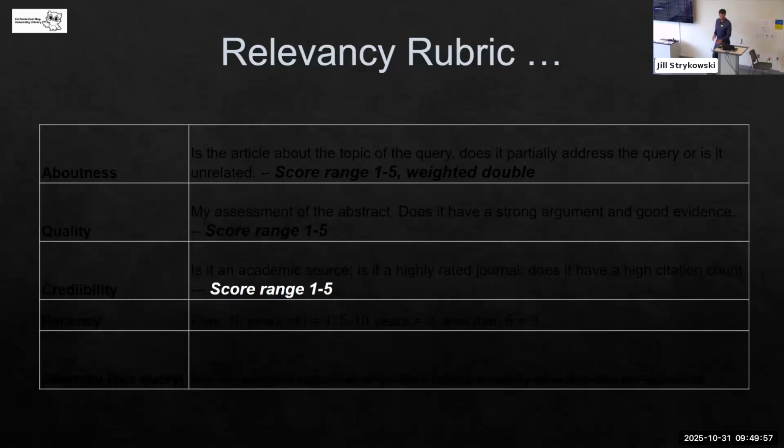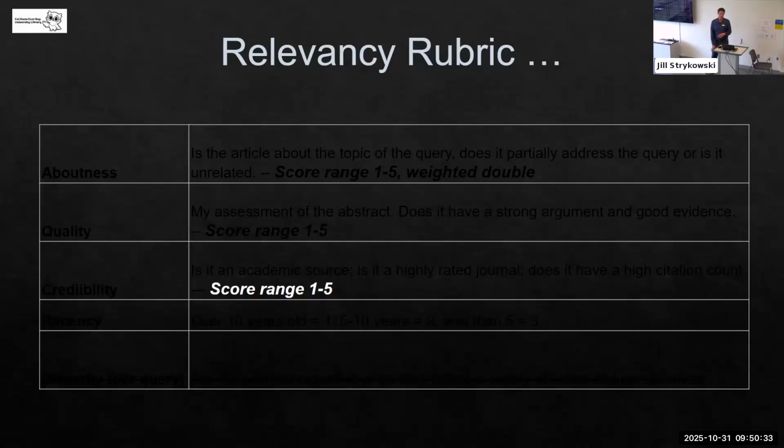aboutness: was the topic of the paper relevant to the question asked. Then quality: based on the abstract, did they use good protocols? Did they have a lot of data, or was it a sketchy paper? Third was credibility. Was this an academic journal that it came from? Was it a good quality journal? Did it have a lot of citations? The credibility of the paper.